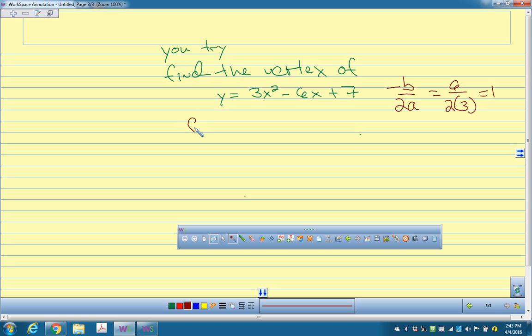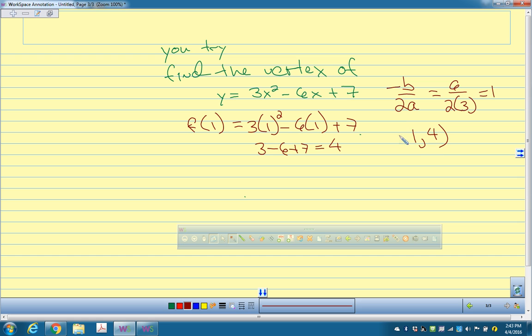Then you want to find f of 1. So all you do is you take 1 and you plug it in. 3 times 1 squared minus 6 times 1 plus 7. And if you do that out, that's 3 minus 6 plus 7 equals negative 3 plus 7 makes 4. So the vertex is at 1, comma 4.